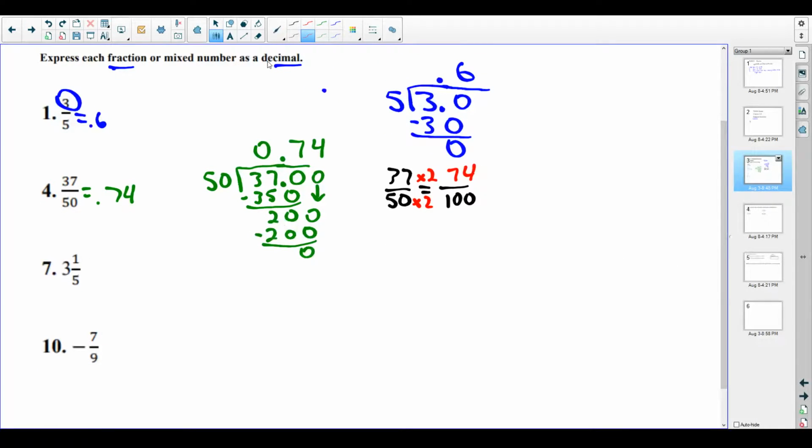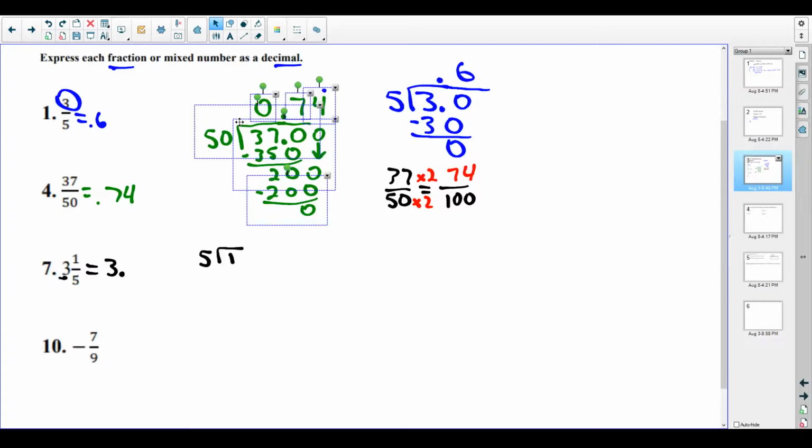So 3 1/5. If you have a mixed number, it's the same idea, except you take the whole number that you started with, and that just becomes part of your answer. So this is going to be 3 point something, whatever 1/5 is. So then we say top in, bottom out.